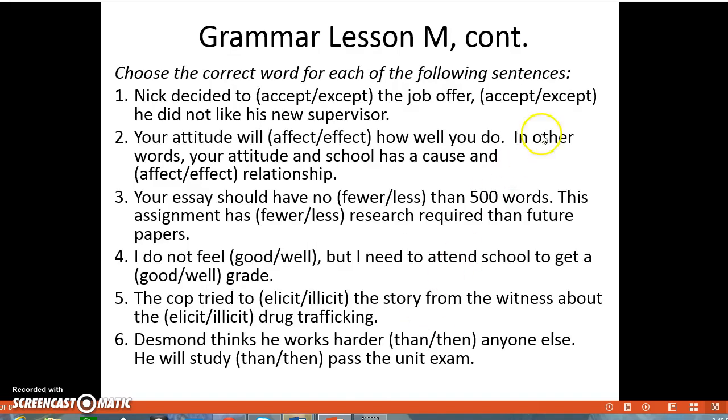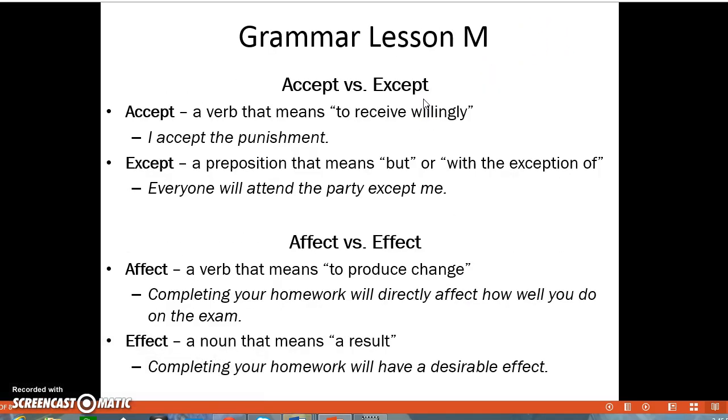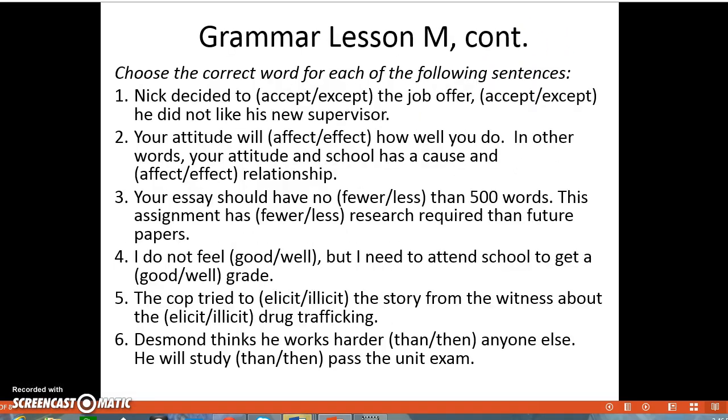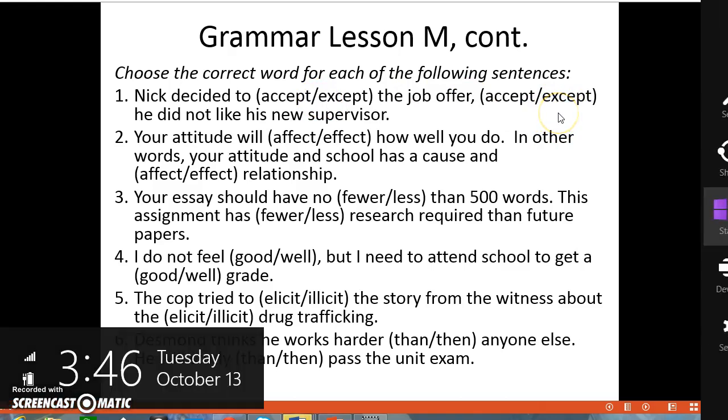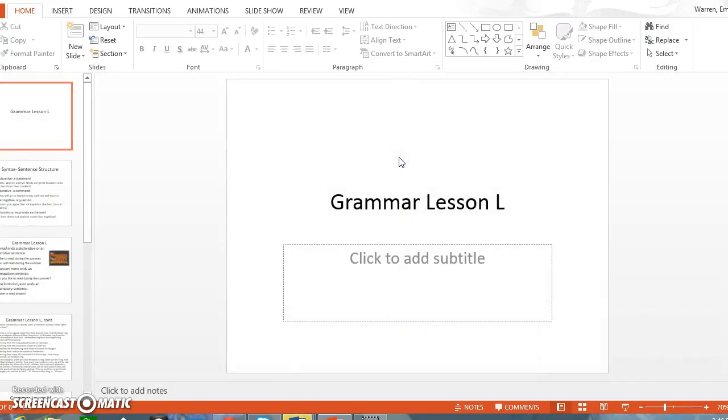All right, so if we're looking at some examples of this, let's look at these sentences. Nick decided to accept the job offer. Well, he wants to receive it willingly, so we would use accept with an A. Except, so in exception to, he did not like his new supervisor. All right. Oops, I just messed that up. Hold on just a second, ladies and gentlemen.